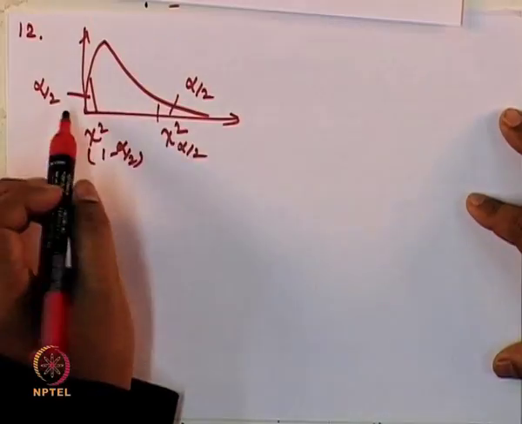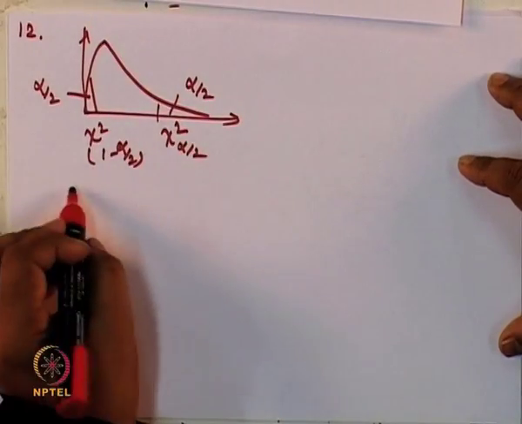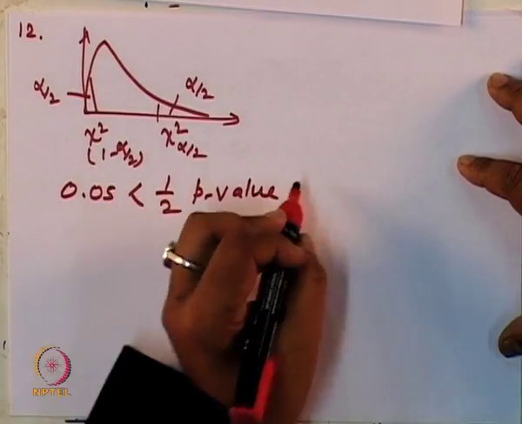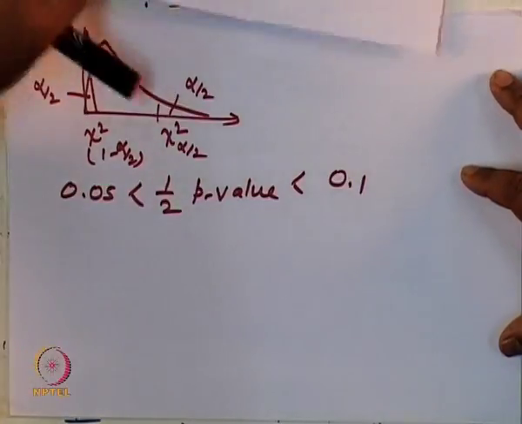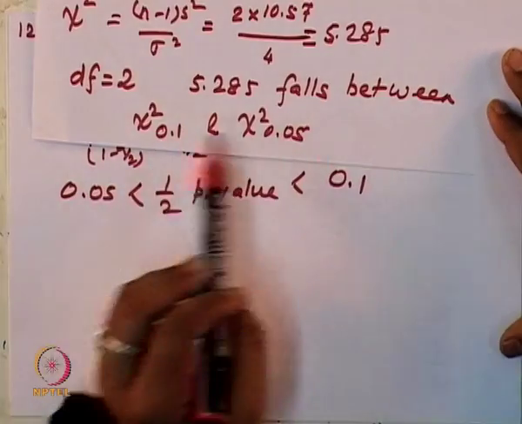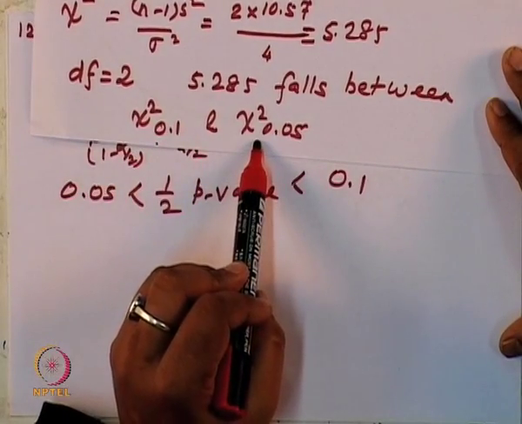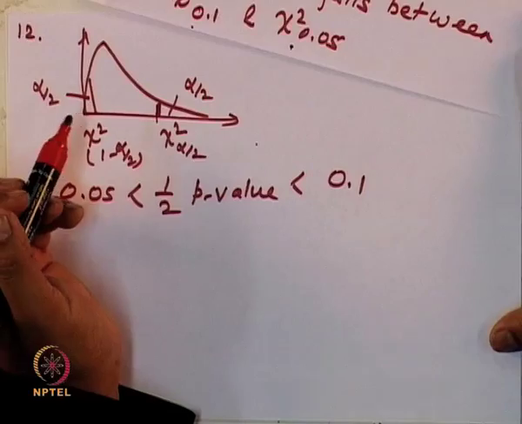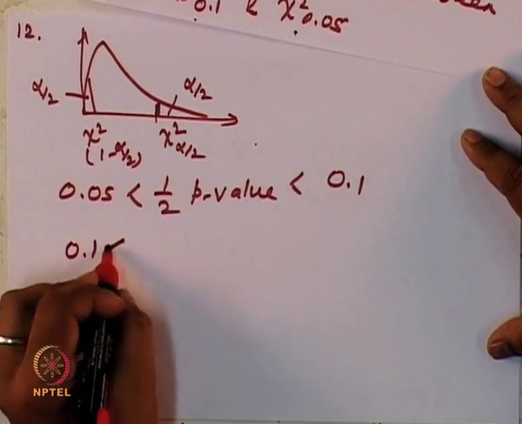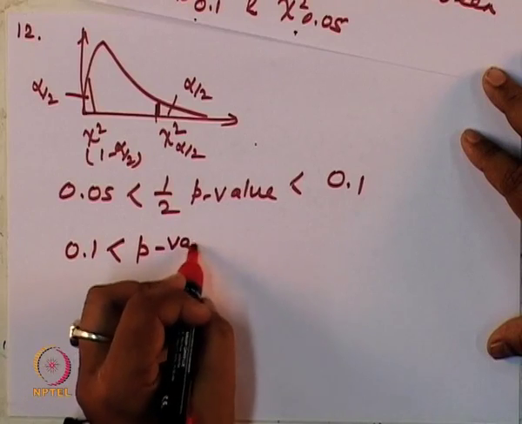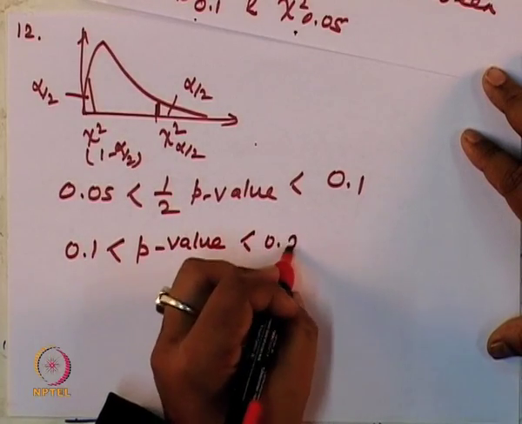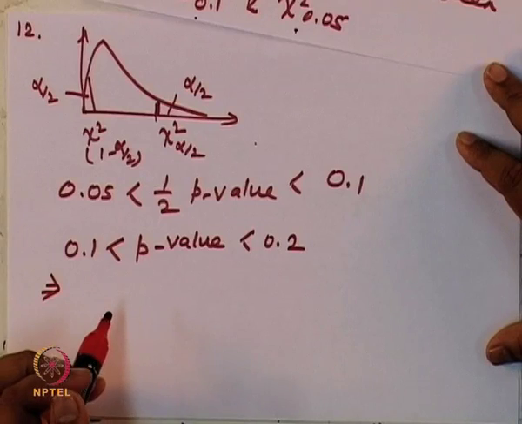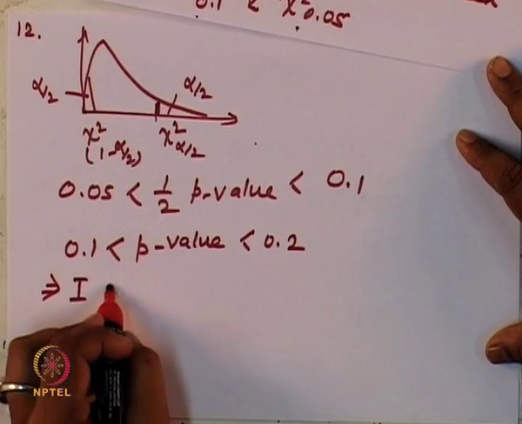Okay. So, I can say that this p value that I calculated, okay, that 0.05 is less than half of p value, less than 0.1. Why? Because this value falls within chi-square of 0.1 and chi-square of 0.05, but this range, so this half is only giving you half of the total p value. So, the total p value ranges between 0.1 and 0.2. This implies that I cannot accept. So, my p value is greater than 0.1, implying I cannot accept.